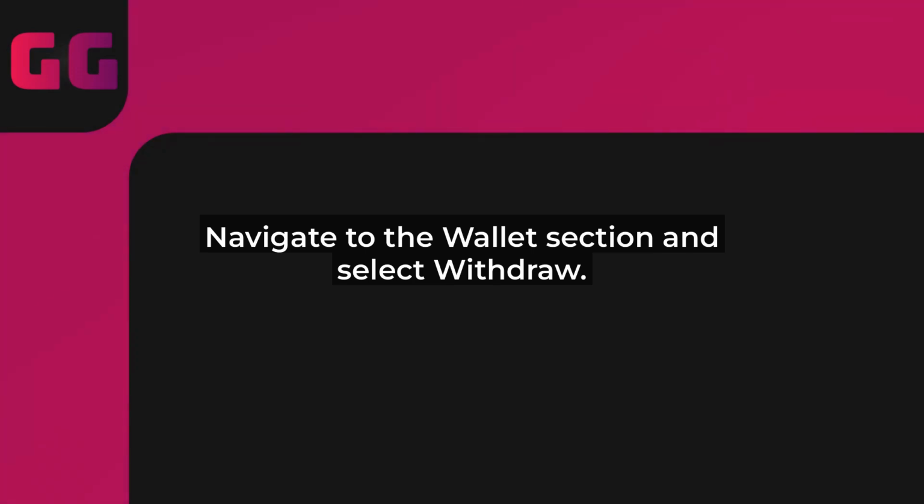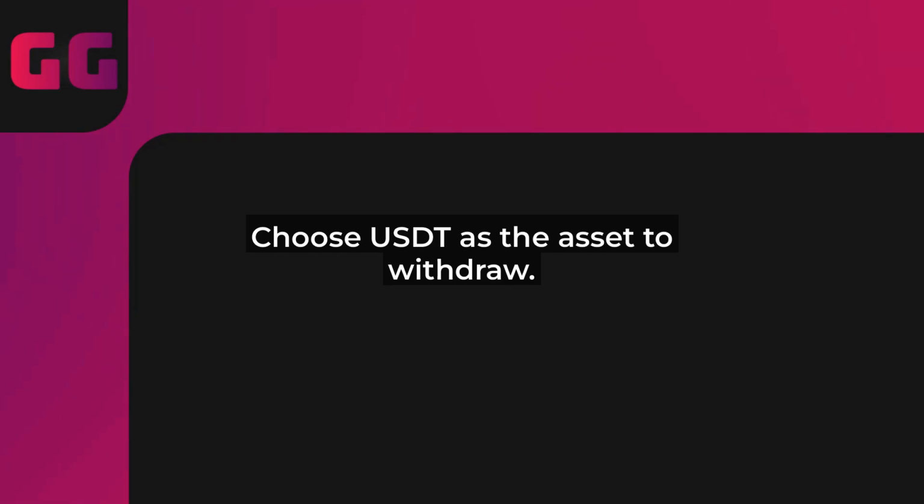Step 1. Log into your Binance account. Once you're in, navigate to the Wallet section and select Withdraw. It's usually right there on the main dashboard for easy access. Next, choose USDT as the cryptocurrency you want to withdraw.